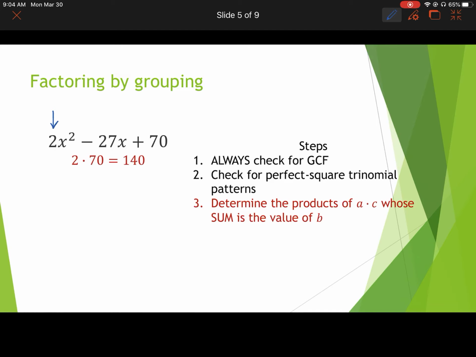Obviously, this one doesn't have it because I have an even number, an odd number, and an even number. So 2 doesn't go into 27, so I don't have any common factors.